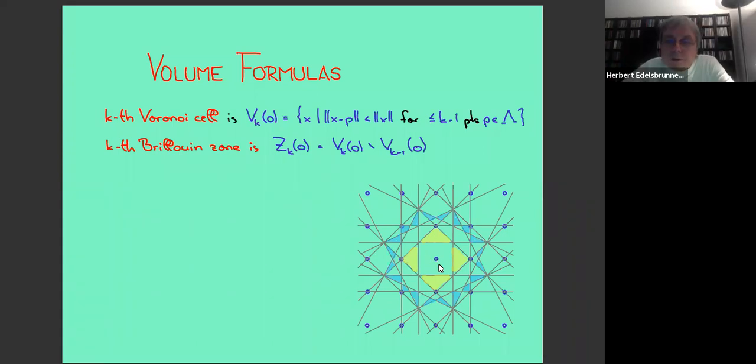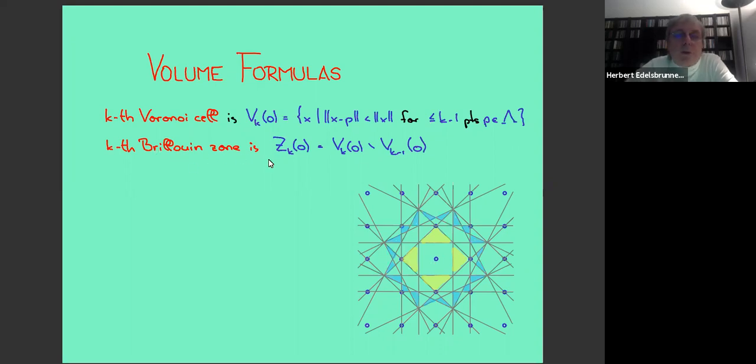So how do I get this picture? Well, I draw all the bisectors of 0 in the middle with every other point in the lattice. So here I chose the square lattice because it's easier to draw. I draw all the bisectors of the subset of points I have here. And then I collect cells in this arrangement. And I'm in the kth Voronoi cell if I get to the point by crossing at most k-1 lines, where I walk on the outside. I cross a line only once.